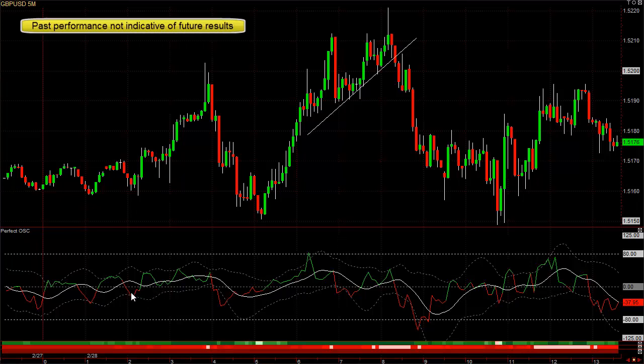Also, if the market goes outside the bands, like it does right here, this is a tremendous sign that the trend's going to continue down, especially since the weekly monthly trend, the longer term trend is down. And you can see it went down another 15 pips.